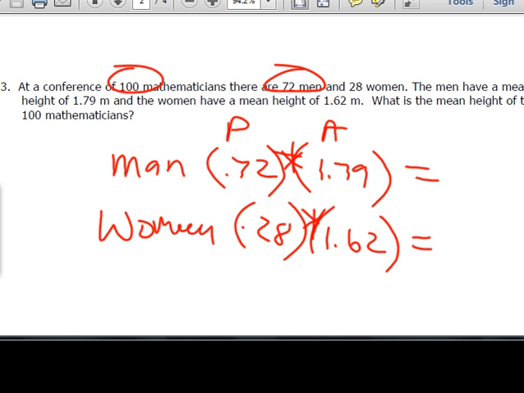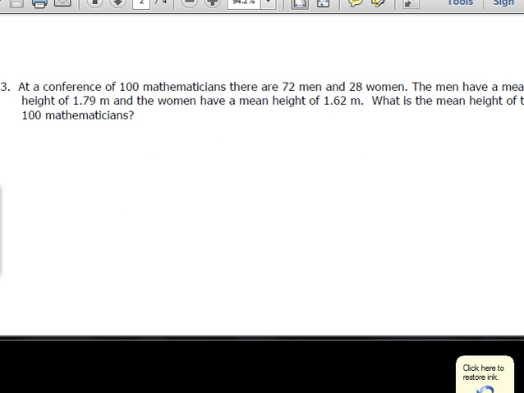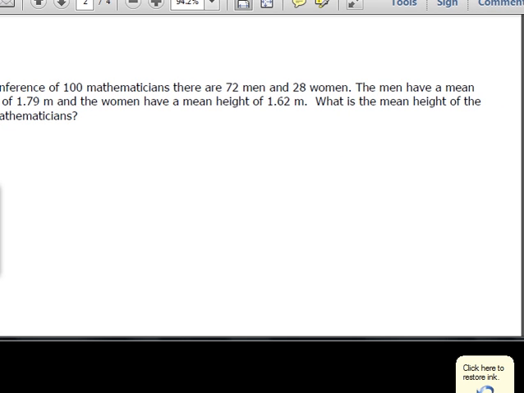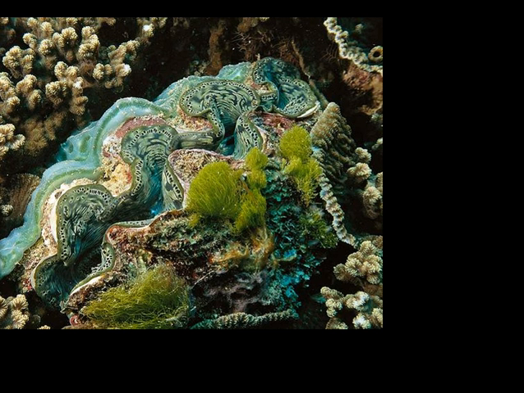Remember, your expected value is an average when you're all done. So I bet it's somewhere between 1.62 and 1.79. It's going to have to be, because the men on average are 1.79 and the women on average are 1.62. It's probably going to be somewhere in the middle, a little closer to the men's side because there are more men. So I'm going to guess it comes out to something like 1.71 or 1.73. All right. You have the rest of the time to work.